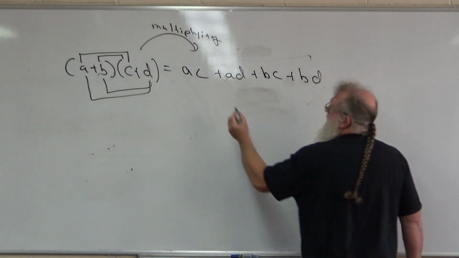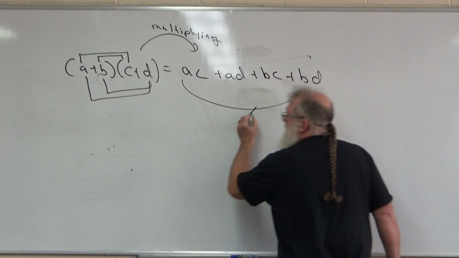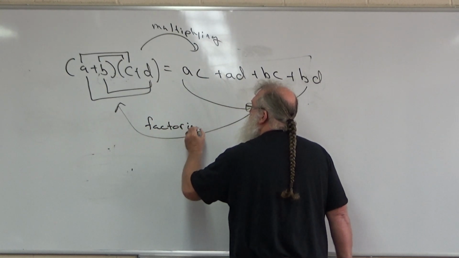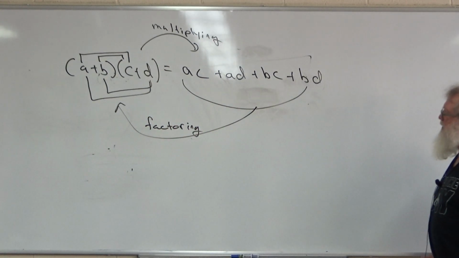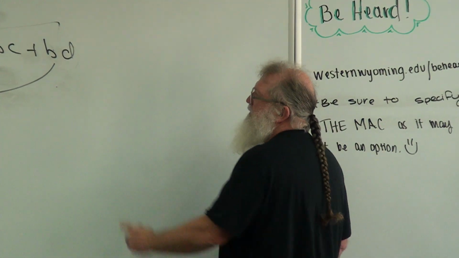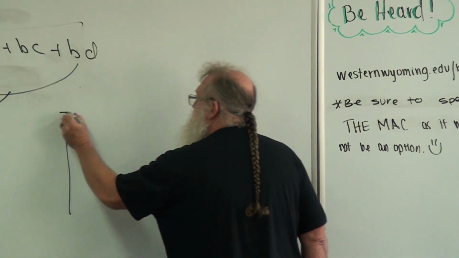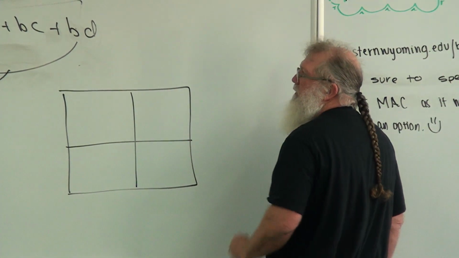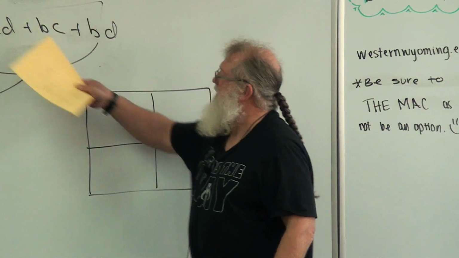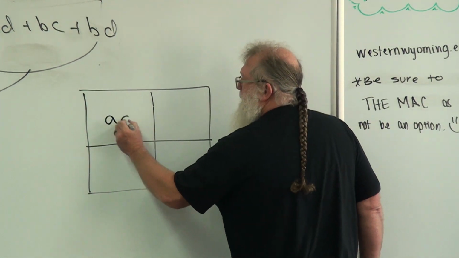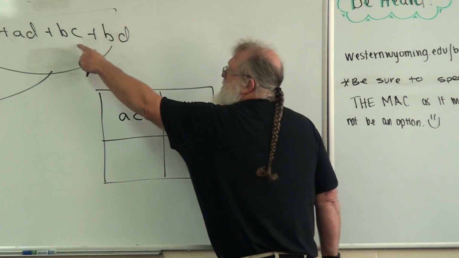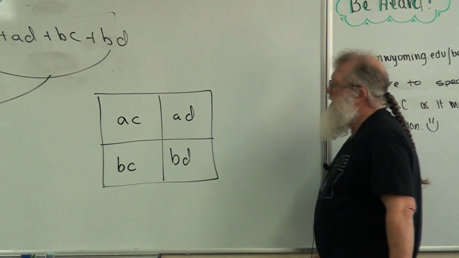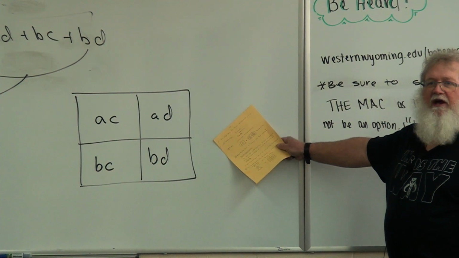Now here, we want to go this way and go back to this with factoring. What I like to do is build what I call a factor box. I'm going to take these 4 terms and list them out here: AC plus AD, and BC plus BD. Then we're going to use this box to factor. We're going to factor each row.